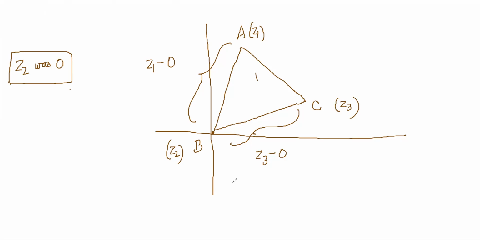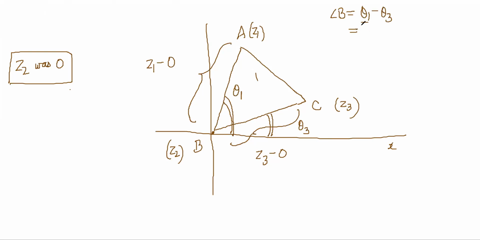Now think about it, Z3 will make some angle with the x-axis, right? Let's call it theta 3. And Z1 will make some angle with the x-axis, right? It makes angle theta 1. So the angle B that you want is actually theta 1 minus theta 3, no? That is what you want, right?